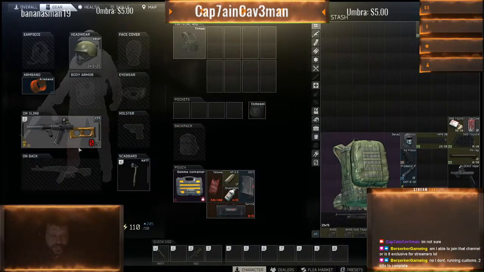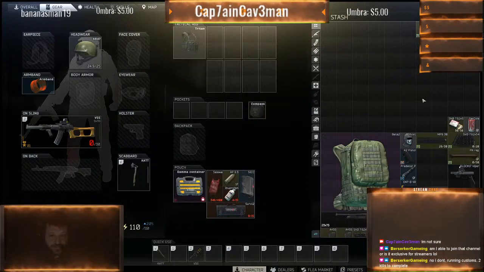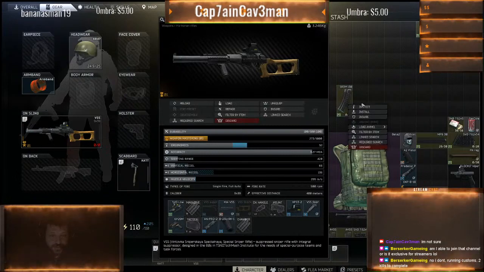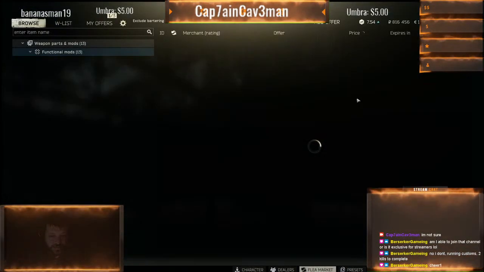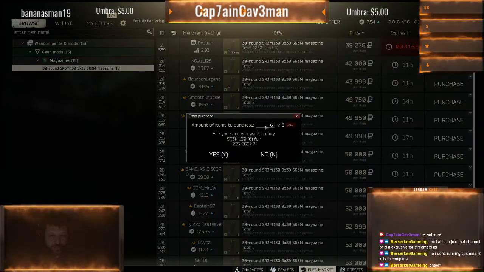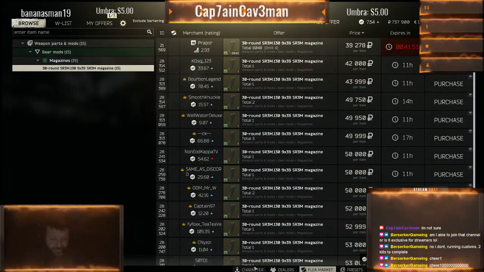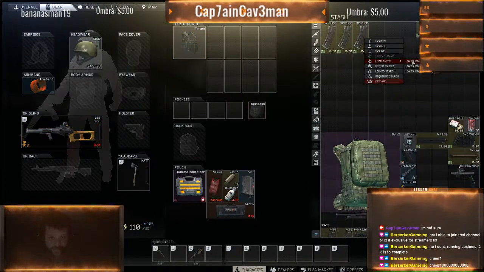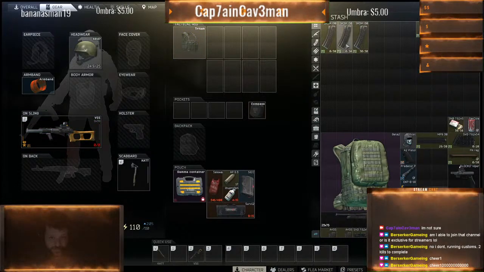Oof. That's a nasty little VSS right there, let me tell you. That's what I was killing that one guy with. When you died with your shotgun quest, you watch me destroy that dude with it. It's a nasty little machine. Need to load these.